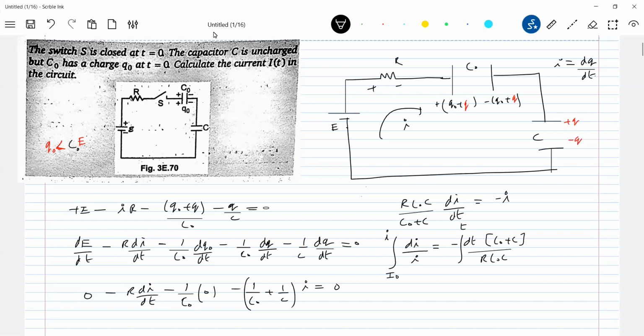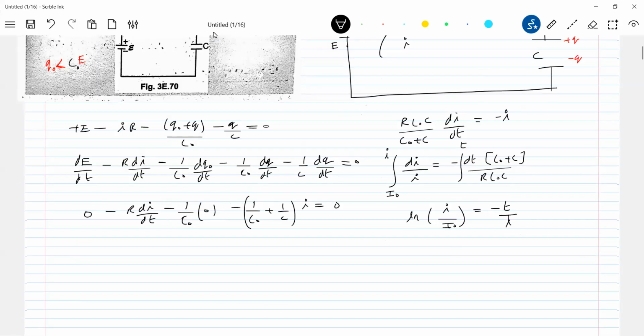So this will become log of I by I naught minus t by this. Everything is some constant, if you want, you can write lambda, like earlier we proceeded. So the final expression will be I equal to I naught e to power of minus t by lambda. This I naught is what we assumed, no? So what should be that initial current? How to bring that one?